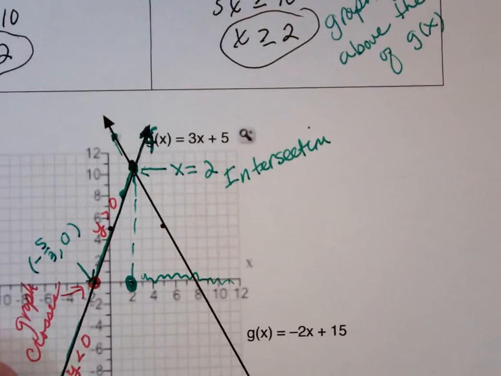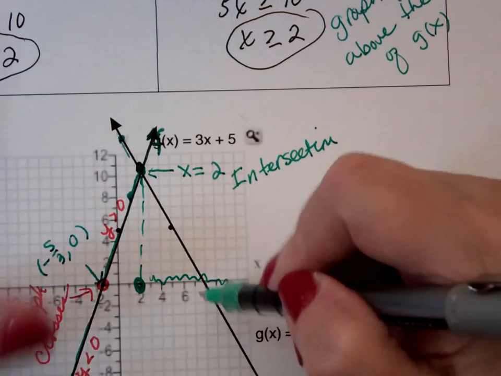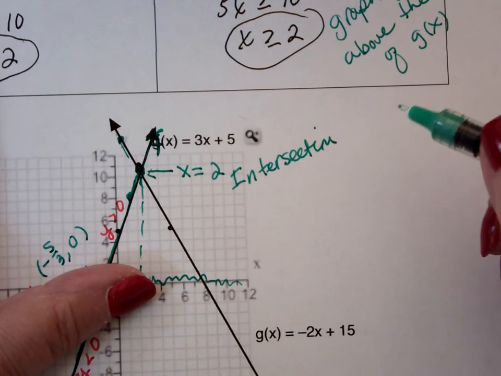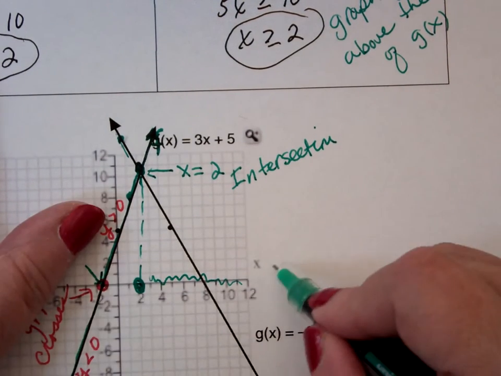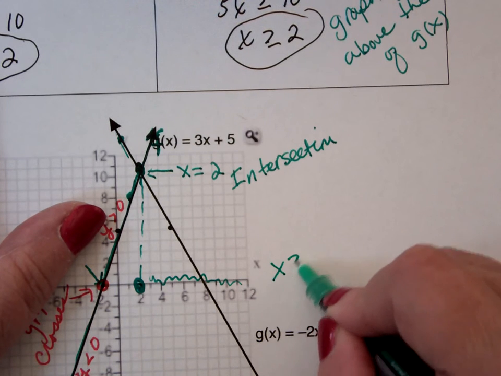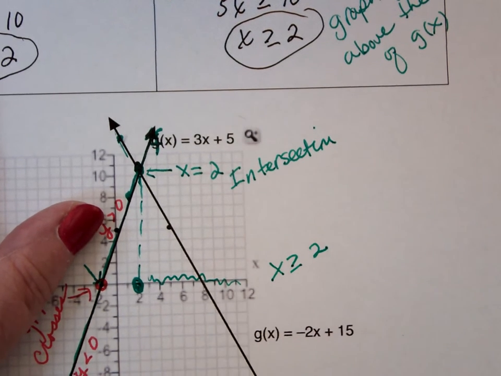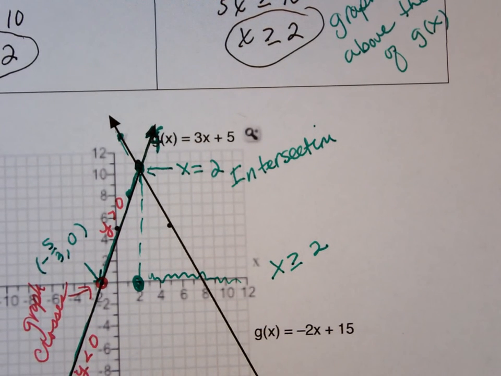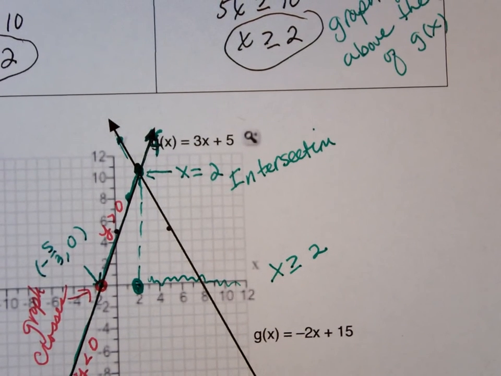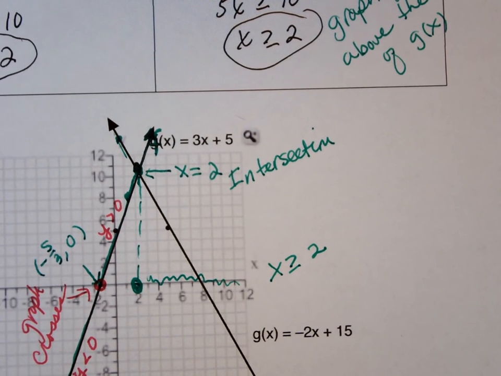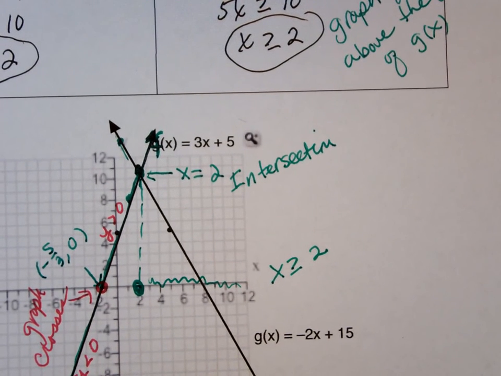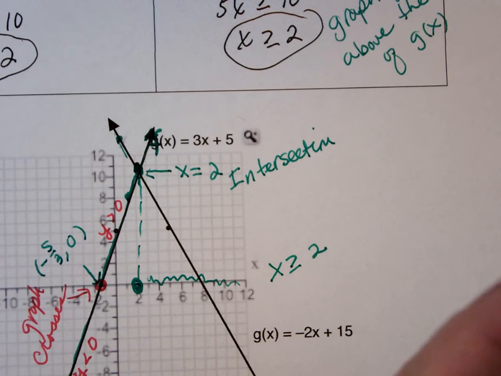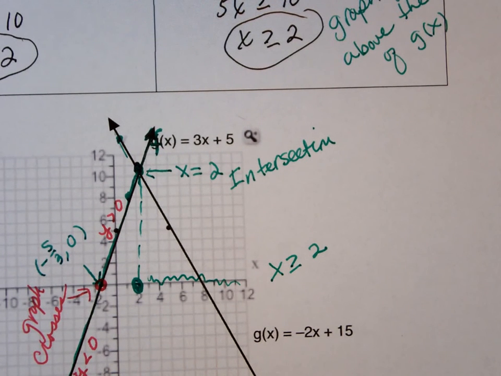So if I look at it on a number line, my answer is going to be x has to be greater than or equal to 2. That's what I found algebraically. It's harder from a graph. It really is. It's harder to read from the graph because you have to know what you're looking for. And then you have to really understand what it's asking for. But the intersection is the key.